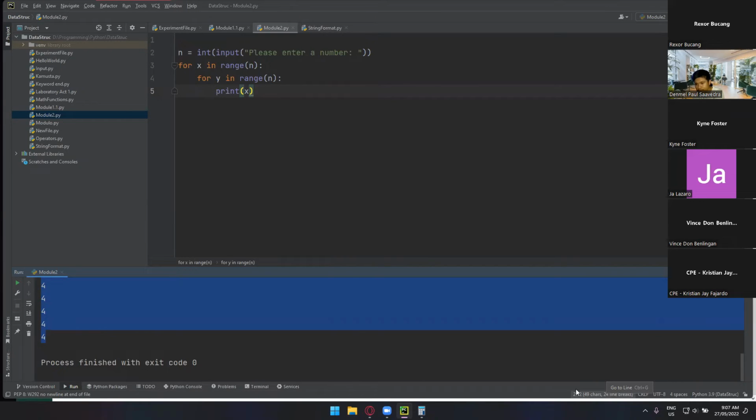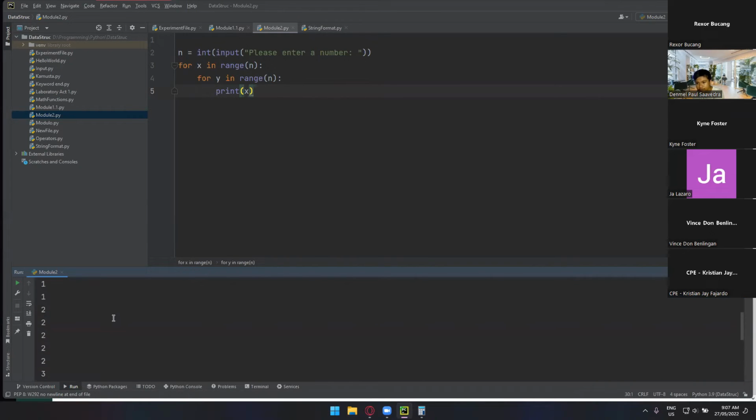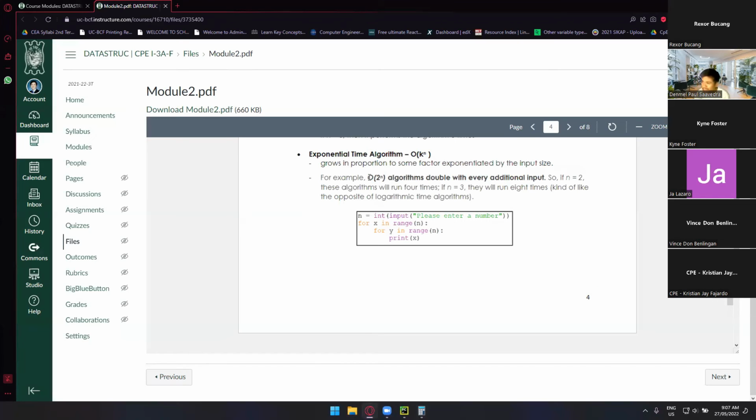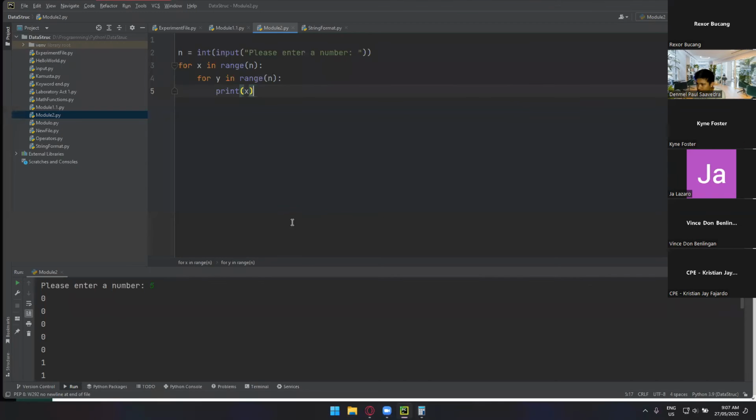24 lines lang to. 5, 10, 15, 20. Actually, 25 lines. I don't know what happened. But anyway, this one is an exponential time algorithm. So where do you guys think you've made a mistake? 2 raised to 5 is 32, right? Not 24 or 25.